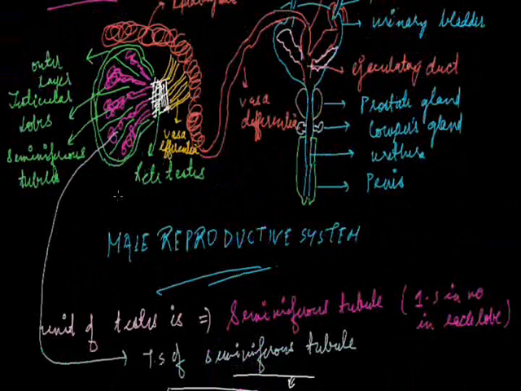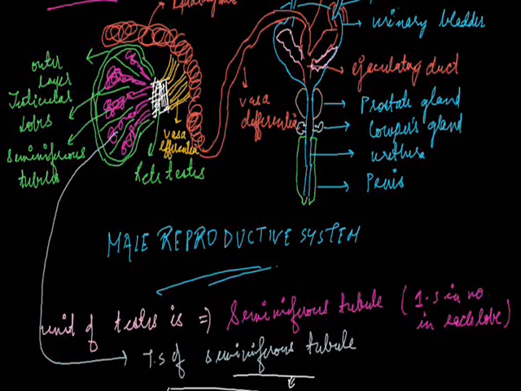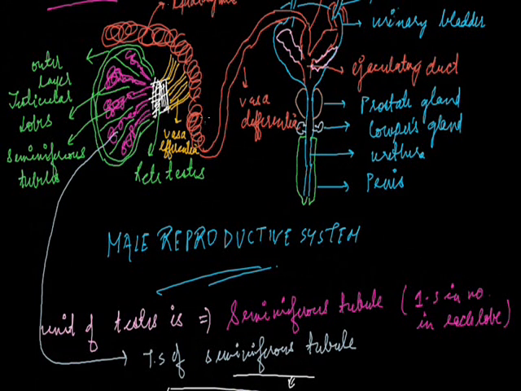So in the next class we will be dealing with the accessory structures of the male reproductive system, like the ducts and the glands.